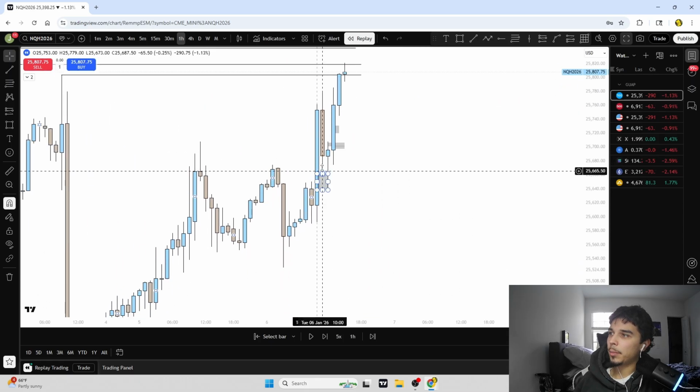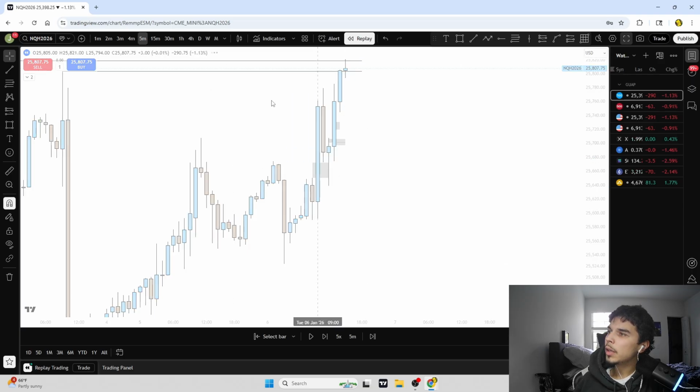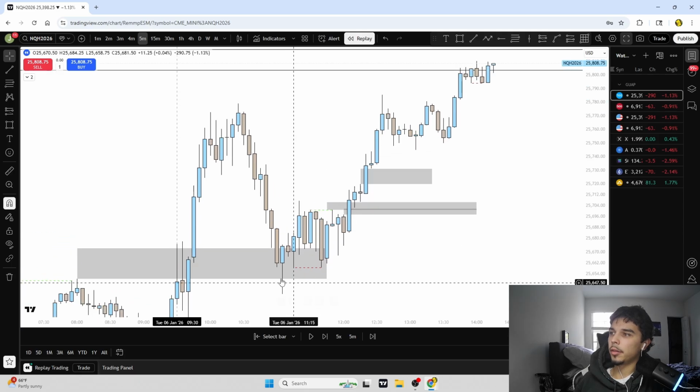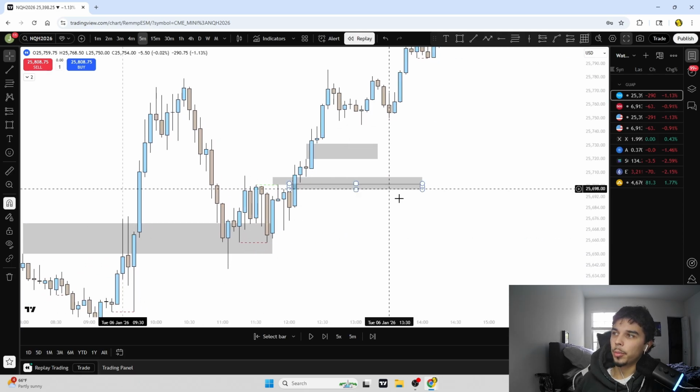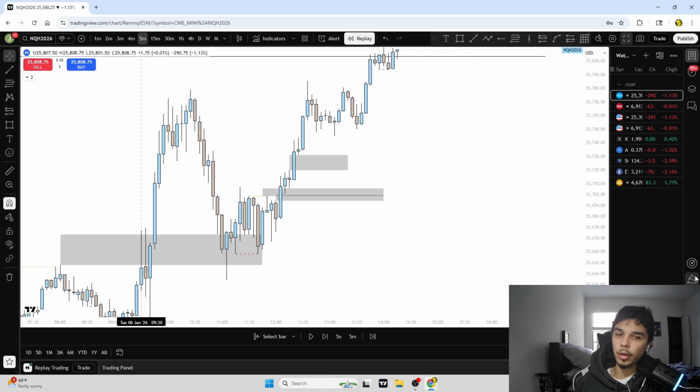We ended up getting a tap into this hourly fair value gap that got created. Don't really know if there's an entry out of there. It doesn't really look like it. We kind of hit that hourly, kind of just chopped around a little bit, and then we did end up delivering to that draw, but with no entry point that we can find that was valid, at least.